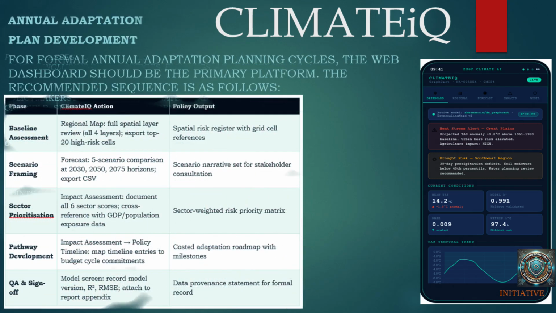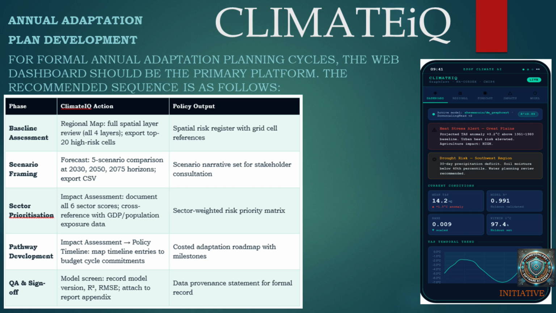Alright, so we move to the next thing now, which is the annual adaptation plan development. For formal annual adaptation and planning cycles, the web dashboard should be the primary platform. The recommended sequence is as follows. There are about 3 columns there: the phase, the ClimateiQ action, then the policy output.